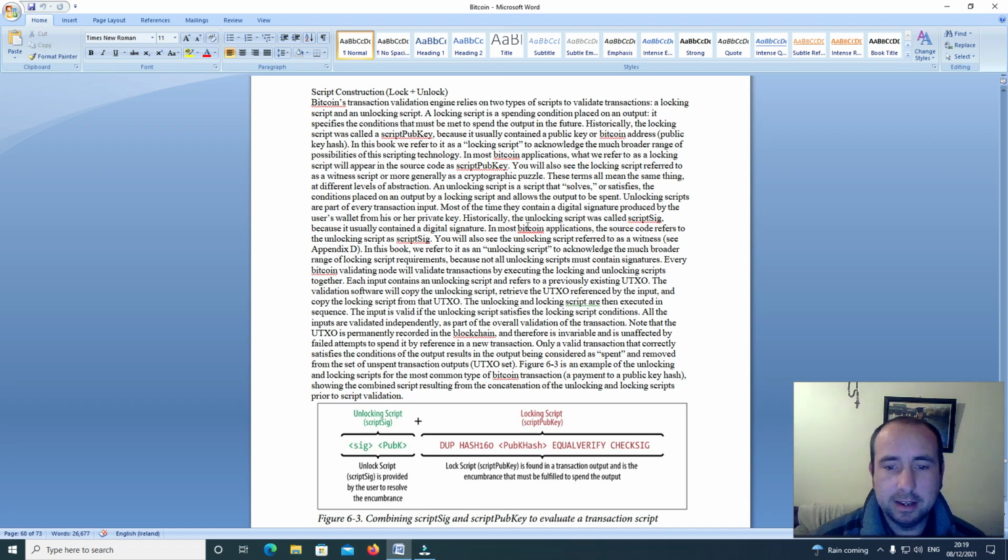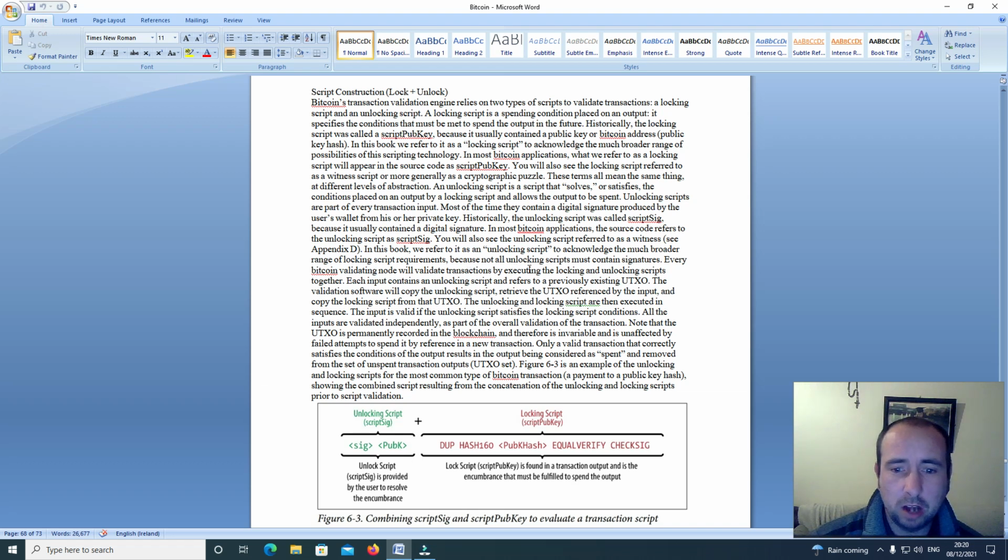Historically, the unlocking script was called script sig because it usually contained a digital signature. In most Bitcoin applications, the source code refers to the unlocking script as script sig. You will also see the unlocking script referred to as a witness. See Appendix D in this book. We refer to it as an unlocking script to acknowledge the much broader range of locking script requirements.